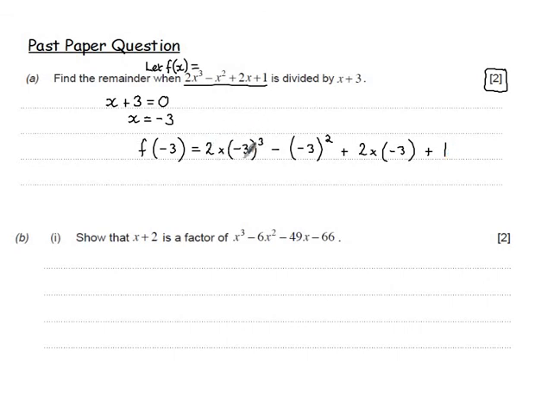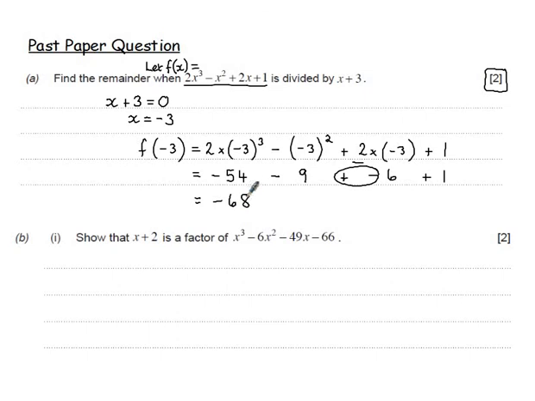So remember, work out each term. You can type them in your calculator, but make sure you're showing some workings. So we've got 2 times minus 3 cubed. Well, minus 3 cubed gives you minus 27. So 2 times minus 27 is minus 54. Take away minus 3 squared, which gives you 9. Minus 3 times minus 3, plus 2 times minus 3, minus 6, plus 1. So you've got minus 54, minus 9, plus a minus, which makes a minus 6, plus 1. Type it in your calculator and it should give you minus 68 for your remainder.